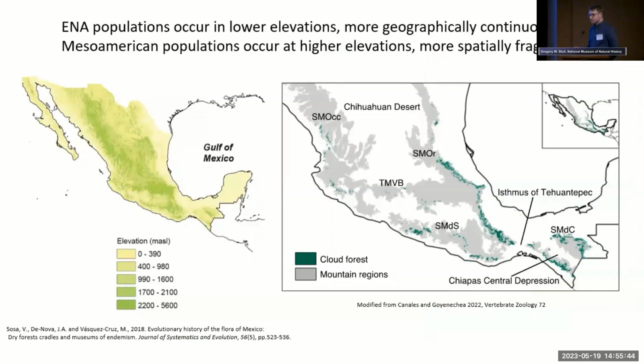So it's a fascinating pattern, and a few things that I'll note are that in these two different regions, the distribution patterns are quite different. In Eastern North America, the populations occur at low elevations and are geographically more continuous, whereas in Mesoamerica, the relevant taxa occur at higher elevations, usually above 1,000 meters, where there's sufficient precipitation, and they're much more spatially fragmented, occurring in island-like archipelago systems. I think this has important implications for speciation and also for phylogeographic or population genetic diversity in Mesoamerican cloud forests.